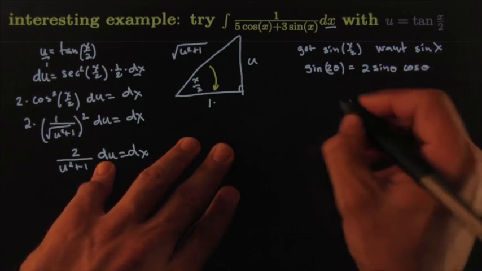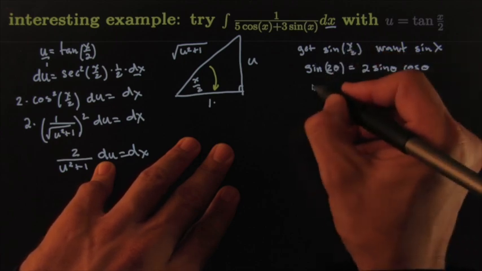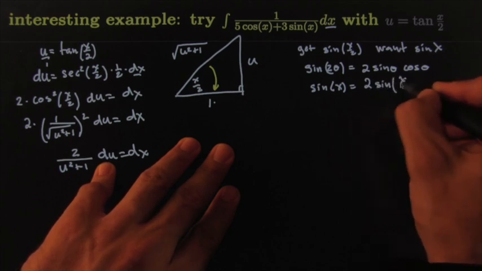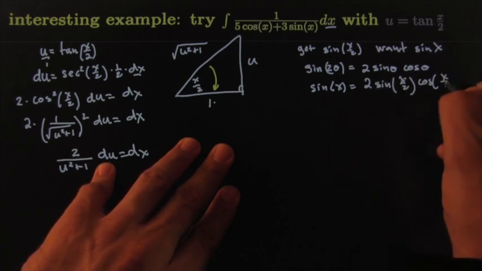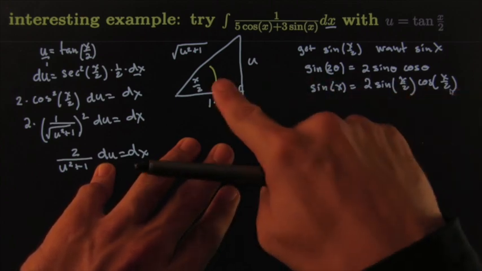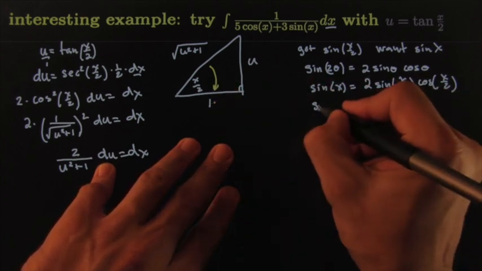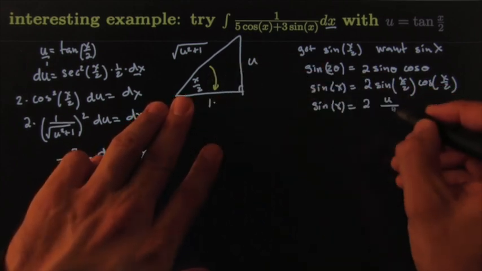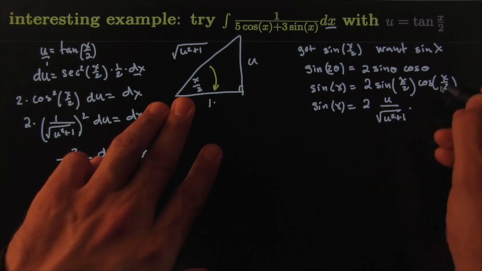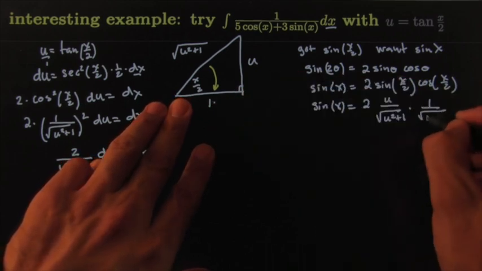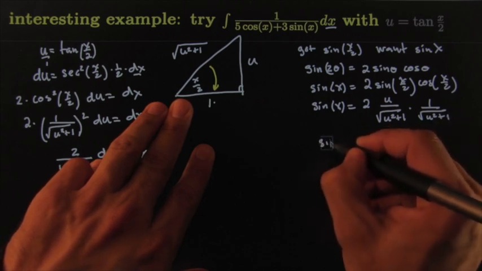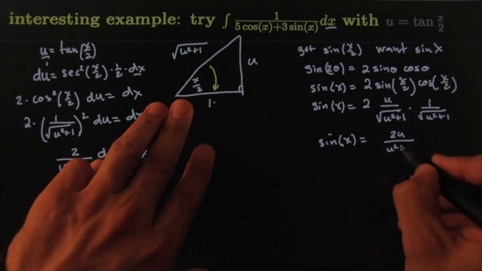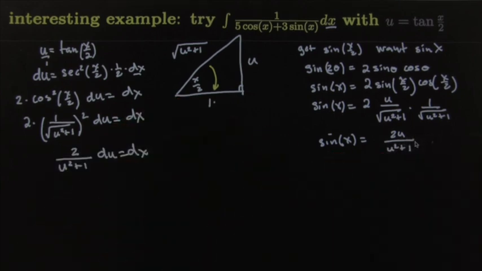That's famous, and if we apply it to our case here, this would tell us that sine of x would be equal to 2 times sine of half of x and cosine of half of x. These ones I can easily get because I can look at my triangle from the dictionary. So I would get that sine of x is equal to 2 times sine of x over 2, that would be u over the square root of u squared plus 1, and the cosine would be the ratio 1 over the square root of u squared plus 1. When you put that all together, you get that sine x can be exchanged for that. Nice, huh?